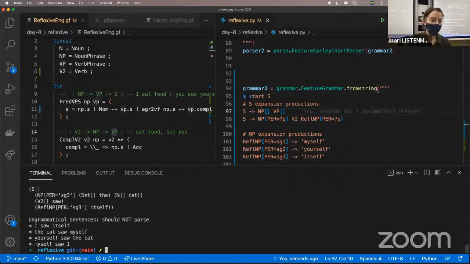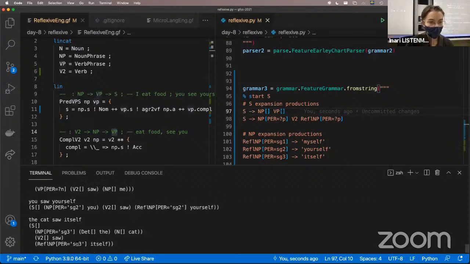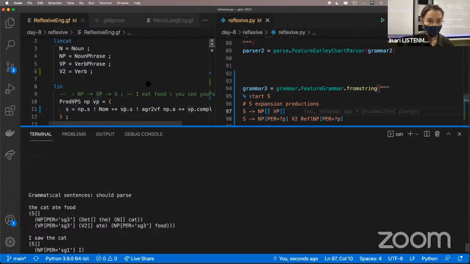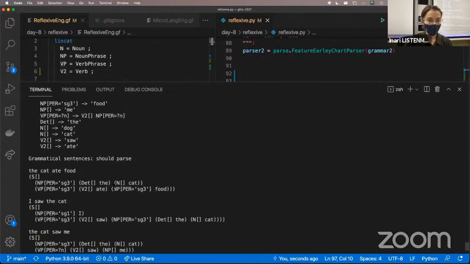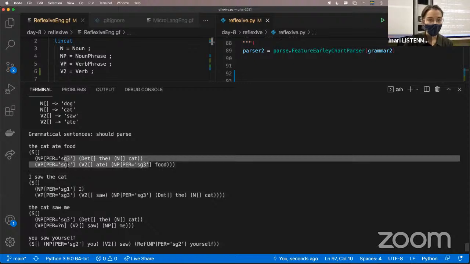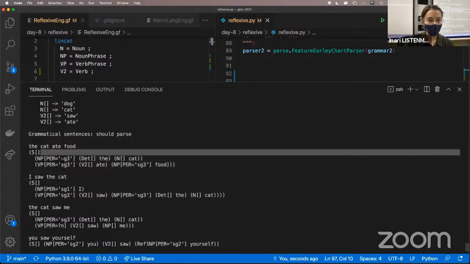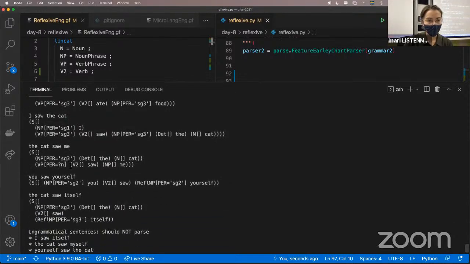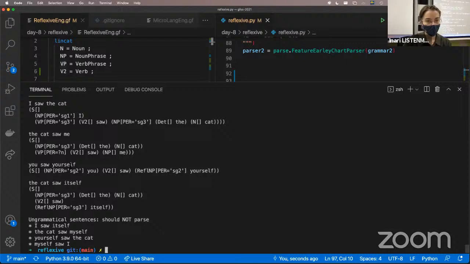So it actually got better already with this, because it now doesn't erroneously parse "myself" with "I". But what does it do here? "Cat ate food" is fine. "Cats on me", you say yourself. "Cats on itself".